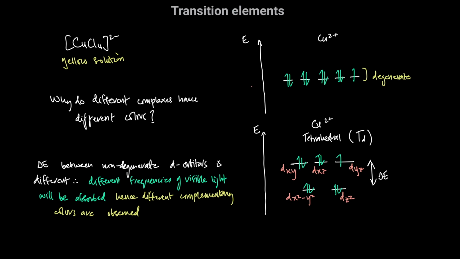Now, what geometry a complex has is determined by the ligands it's bonded to, and the difference in energy is also affected by the ligands, but they're two different things. You can have two things with similar geometry that have very different colors, and you can have two things with different geometries that have very similar colors as well. The color is only dependent on what the difference in energy is, whereas the splitting pattern is determined by the geometry of the complex.